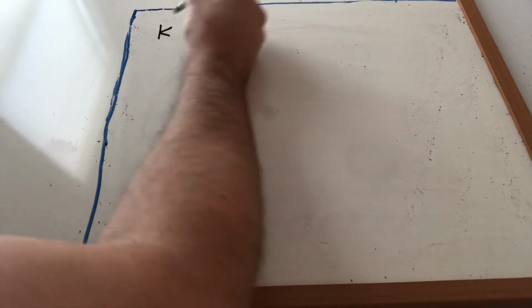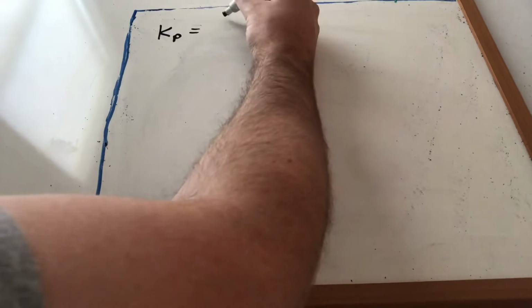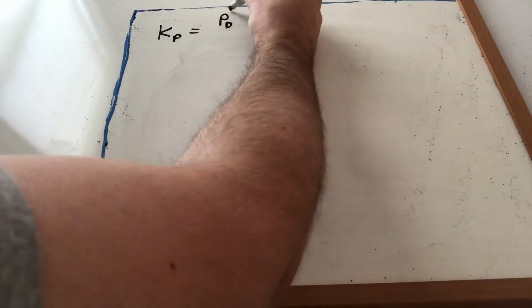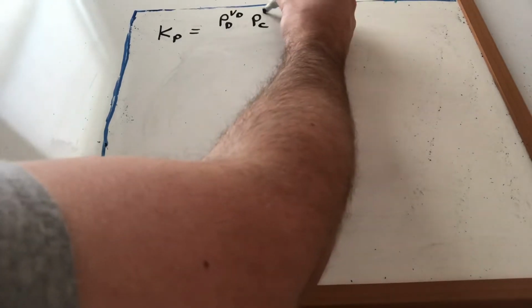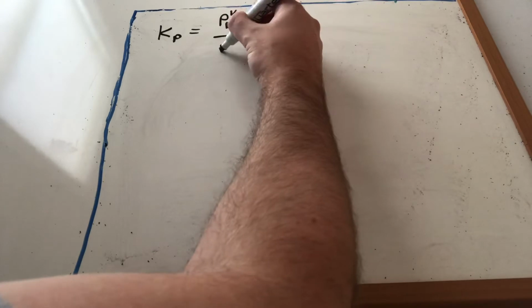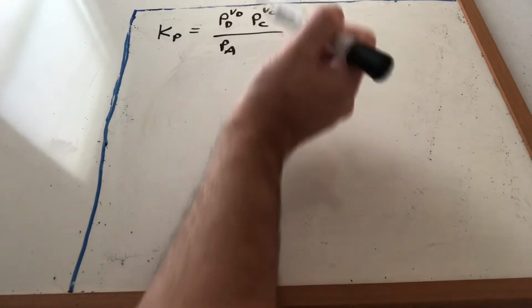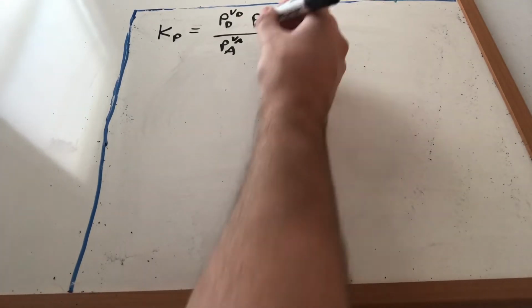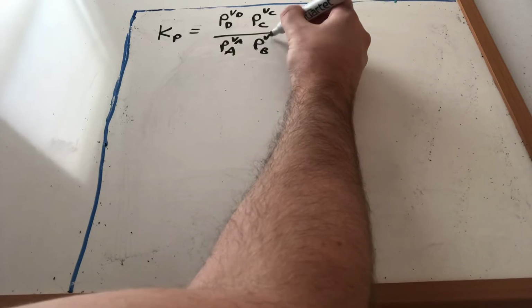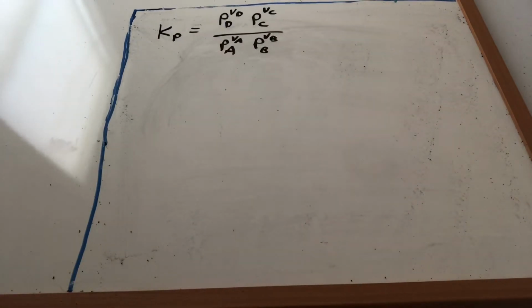So we haven't really talked about Kc yet, and Kp and Kc relate to each other. Kp, for example, is the pressure of a product gas raised to its stoichiometric coefficient, times the pressure of another product gas raised to its stoichiometric coefficient, over the pressure of a reactant raised to its stoichiometric coefficient, times the other reactant raised to its stoichiometric coefficient. This is only valid for ideal behavior.